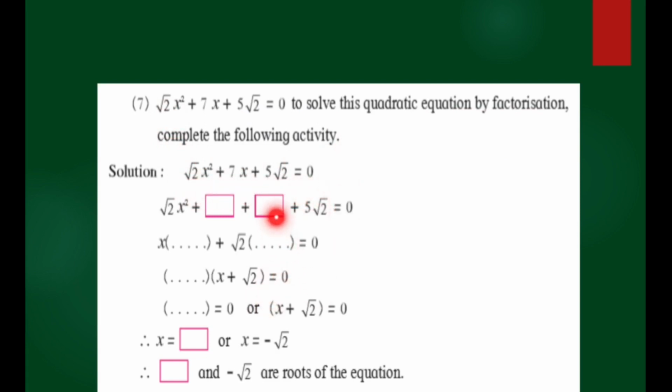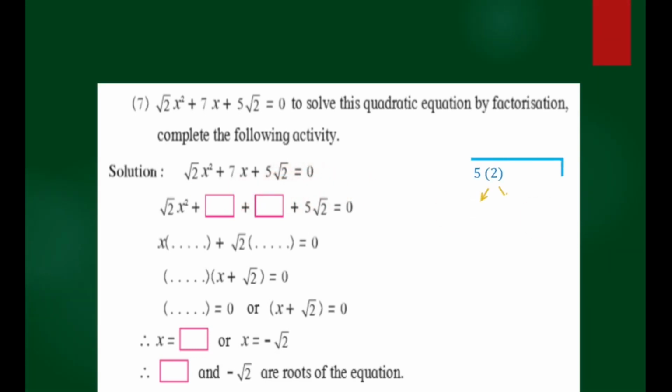Now we have to split up this 7x. So first we see here, the value of a is root 2, the value of c is 5 root 2. So after multiplying root 2 into 5 root 2, we get 5 into root 2 into root 2, which is 2. So 5 into 2, which is 10. That means we have to split up that 10 as 7x.